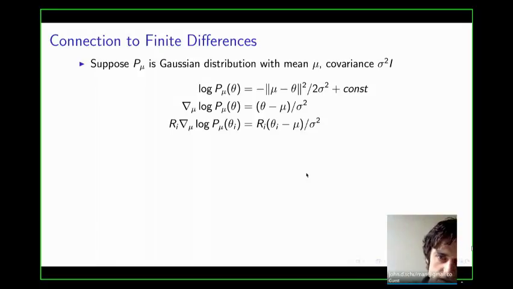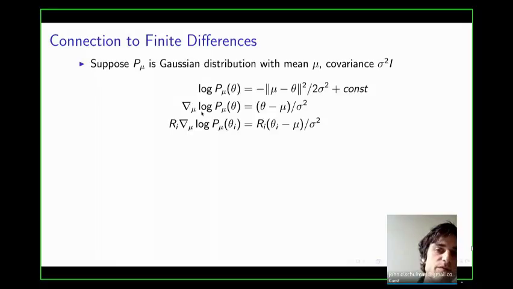To see that, let's just compute explicitly what happens with our score function gradient estimator in the Gaussian case, where we're optimizing over the mean of the Gaussian. So here's our log probability, and then we take the gradient of the log probability.